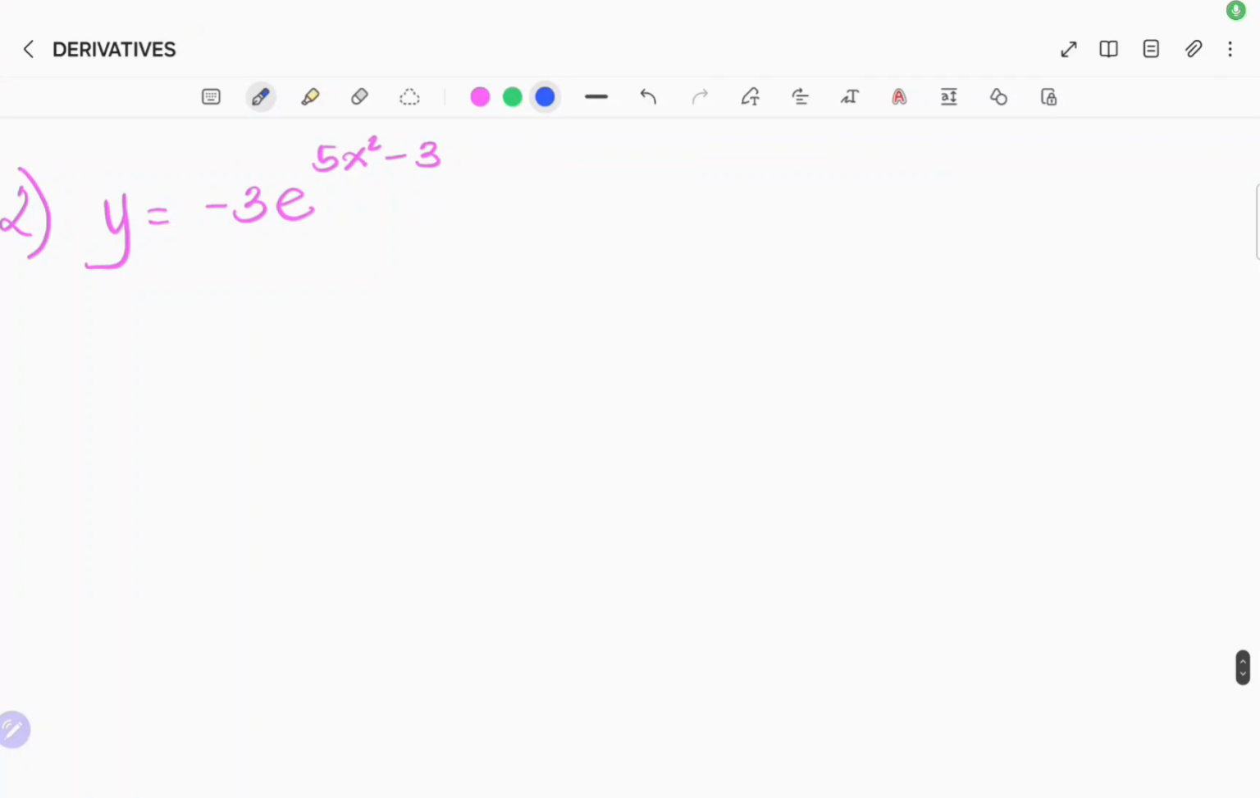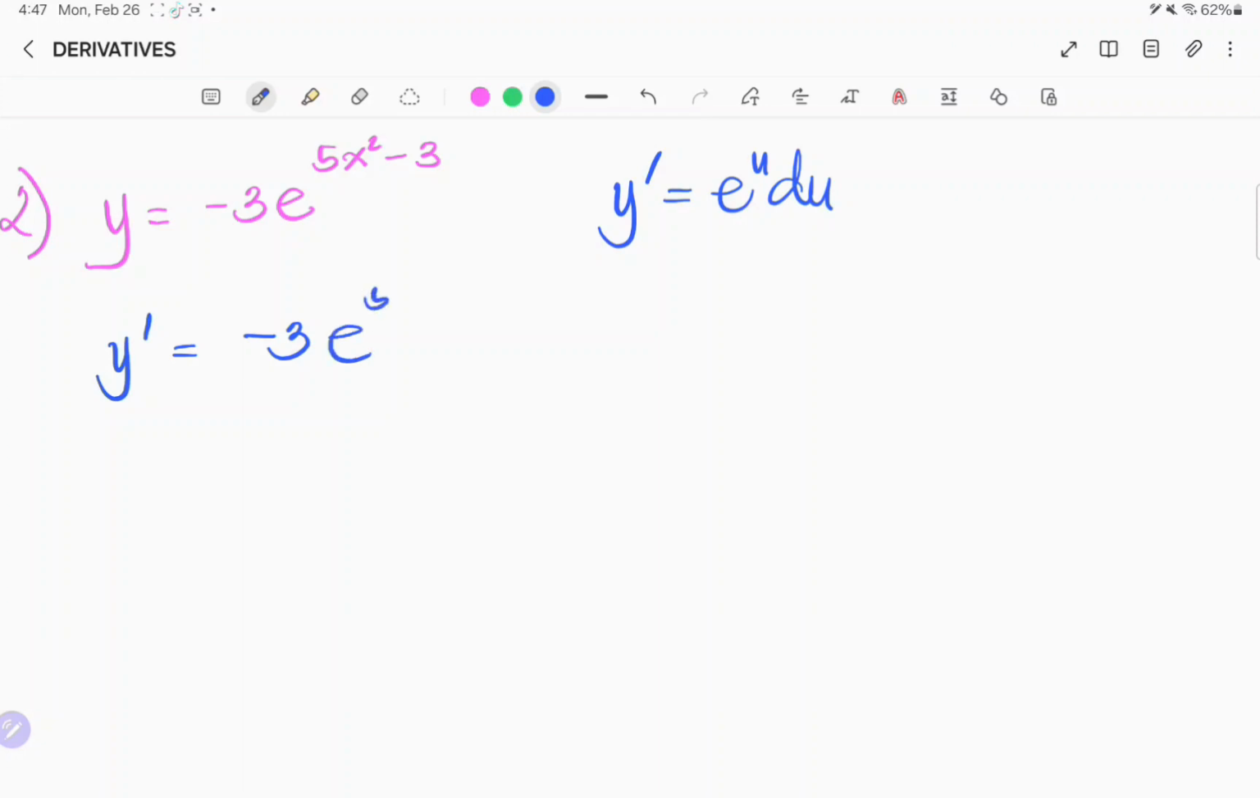So we have our second example. We have y is equal to negative 3e raised to 5x squared minus 3. So from the derivative itself, we have y prime is equal to e raised to u du. We have to copy u, so we have y prime is equal to negative 3 and copy e raised to u, 5x squared minus 3. And we have to derive our u, which is 5x squared minus 3.